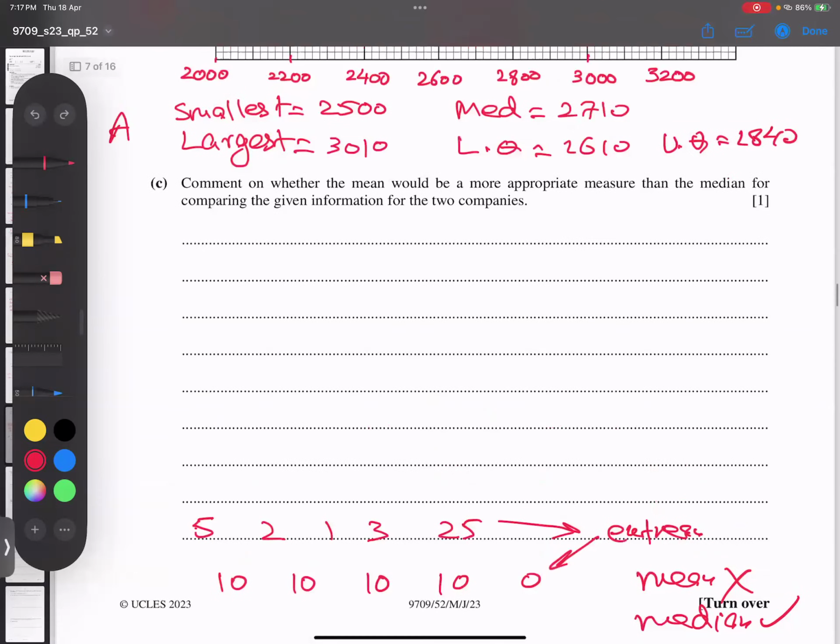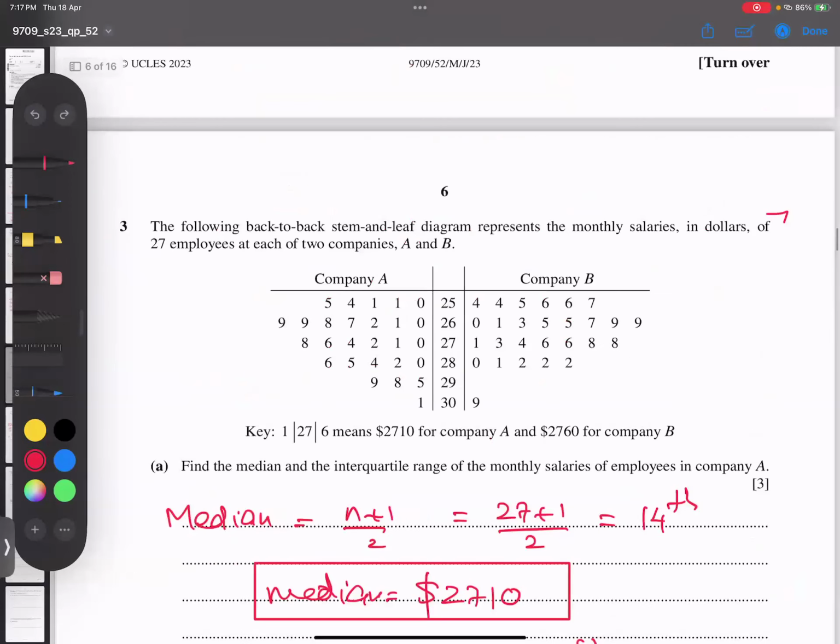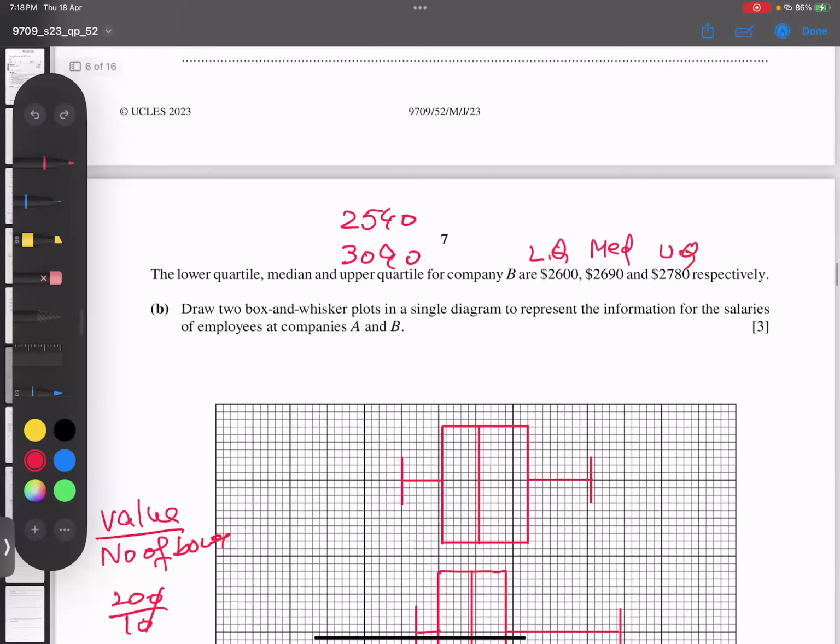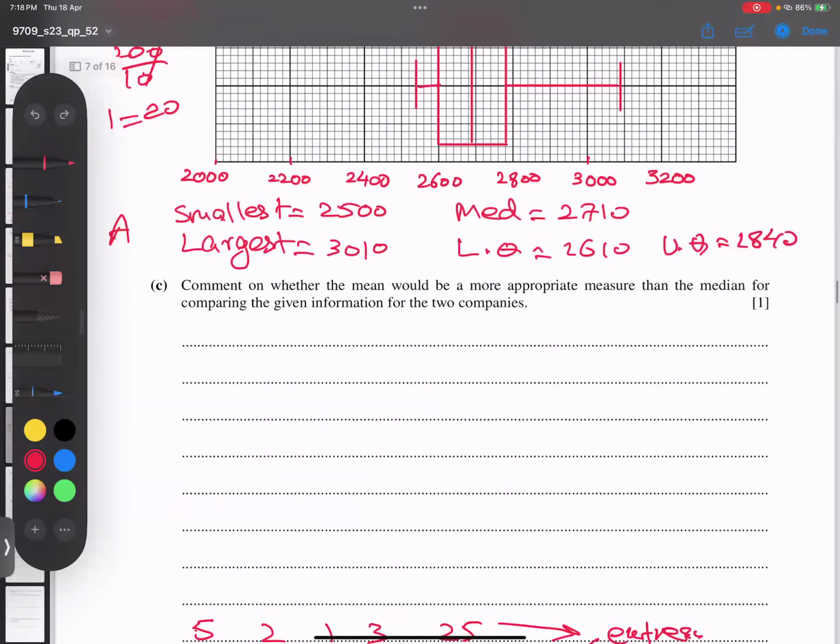And you can see here in this table, there's company B. So this number 3090 is a very big number. All values are close to each other, but one value is a very huge number. You can say that about company B. So, comment on whether the mean would be more appropriate than the median.